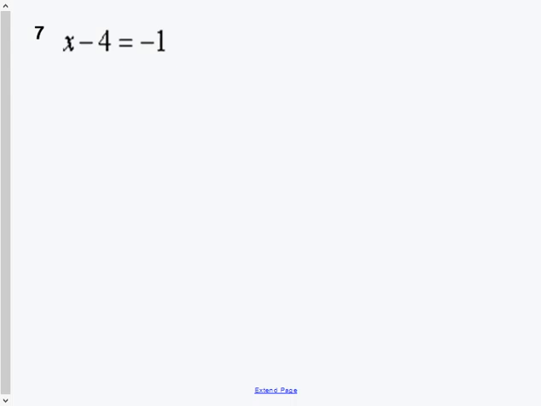Your next question, what number take away 4 is equal to -1? So by inspection, what number do I take away 4 from, and I'm left with -1? The answer by inspection would be x equals 3, because 3 take away 4 is -1.